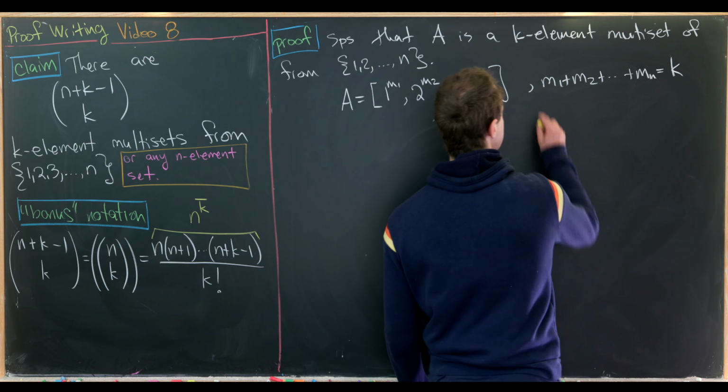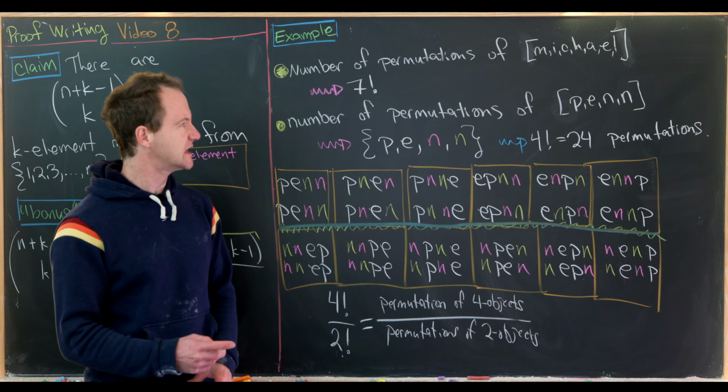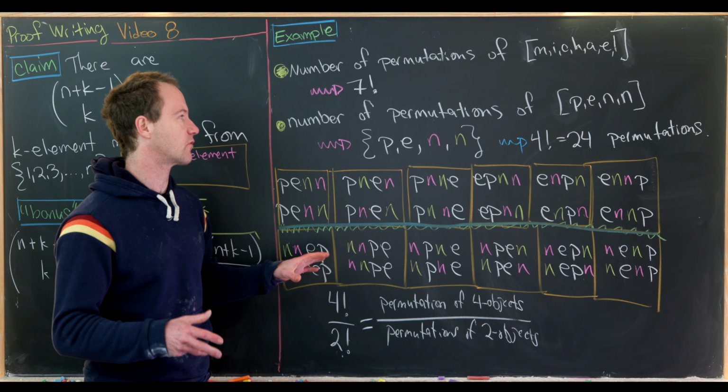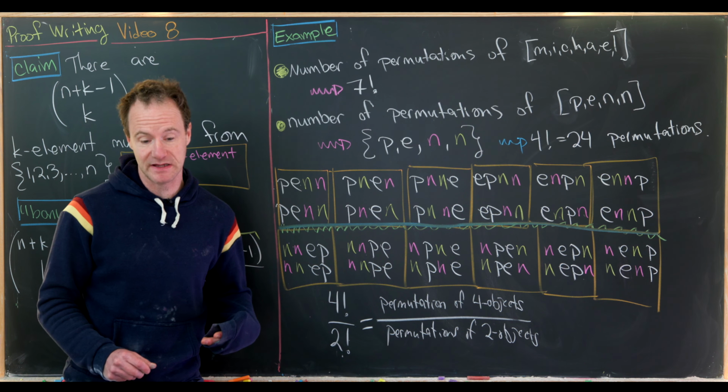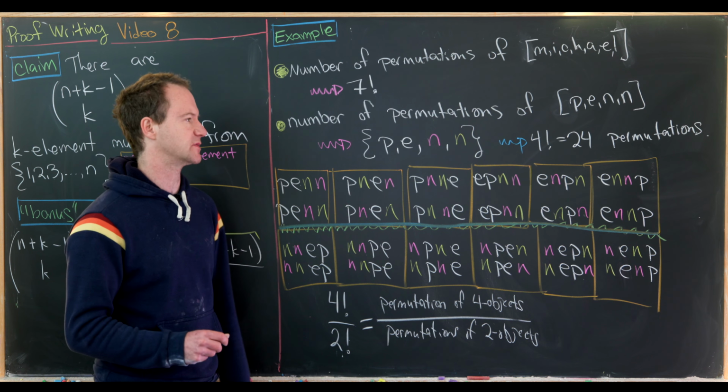And I think maybe the best way to think about it is like this. So this would be permutations of 4 objects divided by the permutations of 2 objects. Okay, so I think maybe this leading exercise gives us an idea for how to write down the number of permutations of a k-element set where we have certain multiplicities.